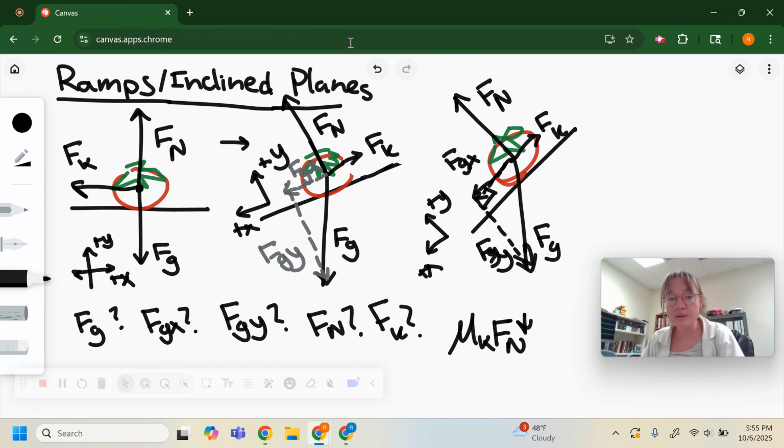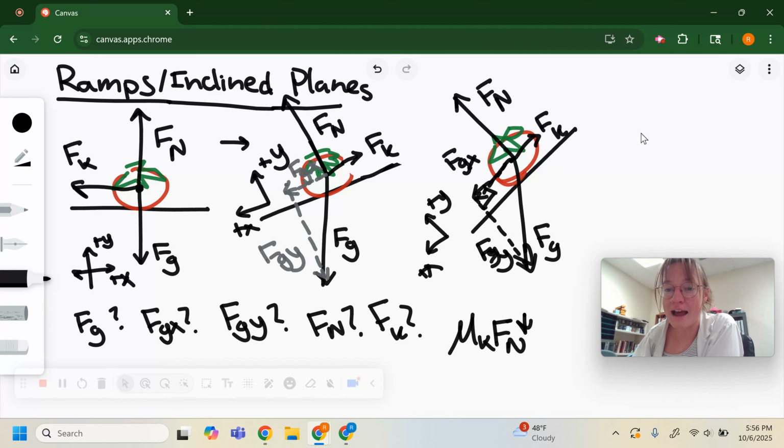This is another reason why a steeper hill is scarier on your skis: not only is more of your weight going to be pulling you down the hill and directed in the x direction instead of keeping your skis on the hill, but also the force of friction is getting less and less because the normal force is getting less and less.